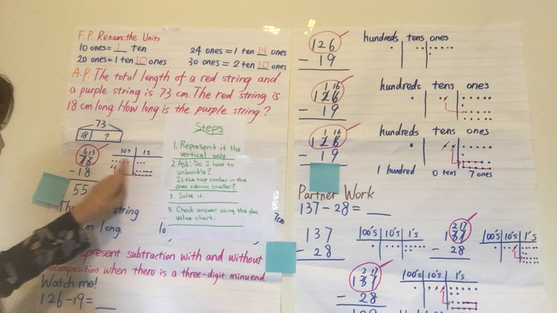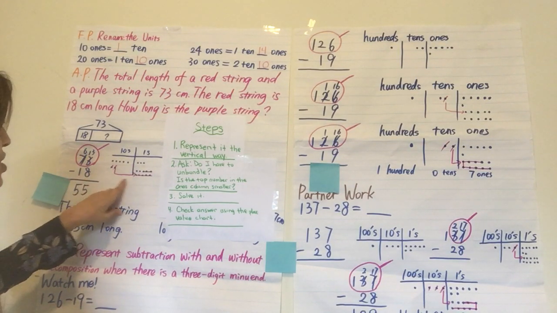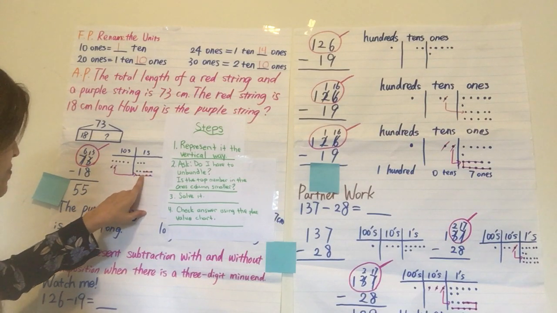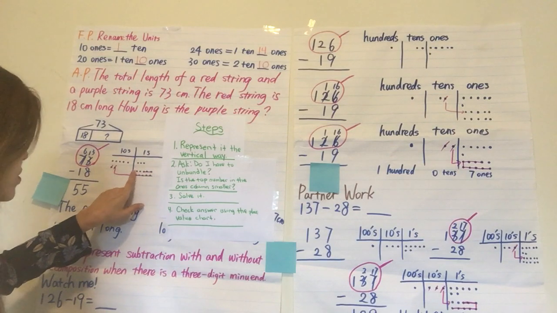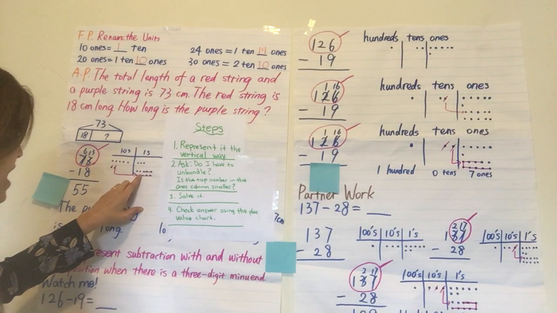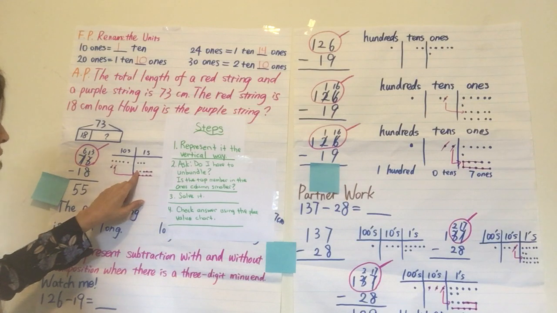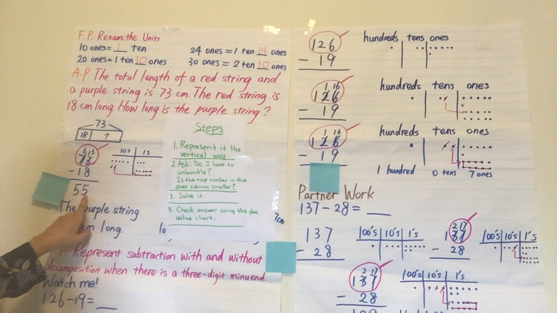Now I'm going to take that 1 ten, right, that we talked about, and turn it into 10 ones, okay? And now I have 13 ones here. 10, 11, 12, 13. I will take away 8 ones. So 1, 2, 3, 4, 5, 6, 7, 8. How much do I have remaining? I have 5 ones remaining. So this is where I have 5 ones.